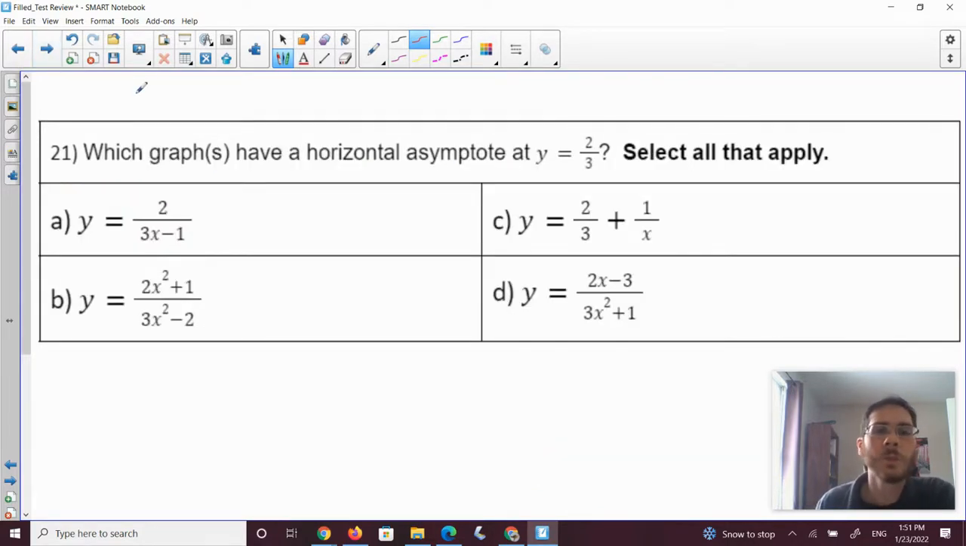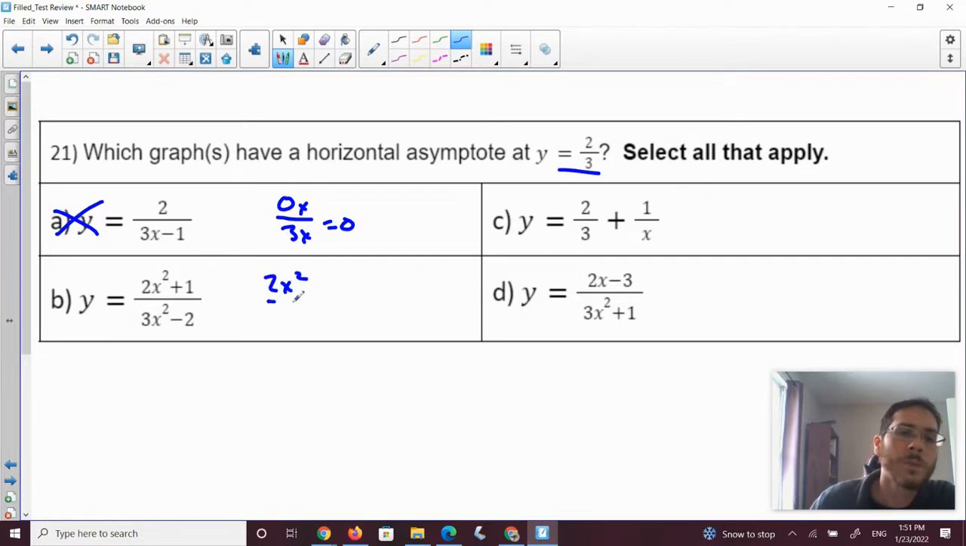All right, for number 21, which graphs have a horizontal asymptote at y equals 2/3? Select all that apply. That doesn't seem like it's going to be too bad. Here we see x is the highest degree we have, but there's no x's on top. So this is going to be 0x's divided by 3x's, which is 0. 0 is not 2/3, so we're not going to pick A. Here, x squared is the highest, so we have 2x squared over 3x squared, which is 2 over 3, because the x squareds would cancel out, so that's good.